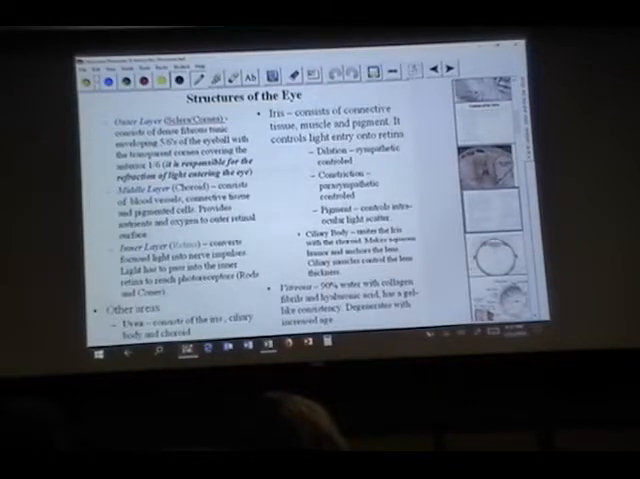Yes, Brian? The dura that protects the eye, is it more or less the same as the dura mater, or is it not like that? It's probably a little bit thinner, but it is an extension of dura mater, okay?